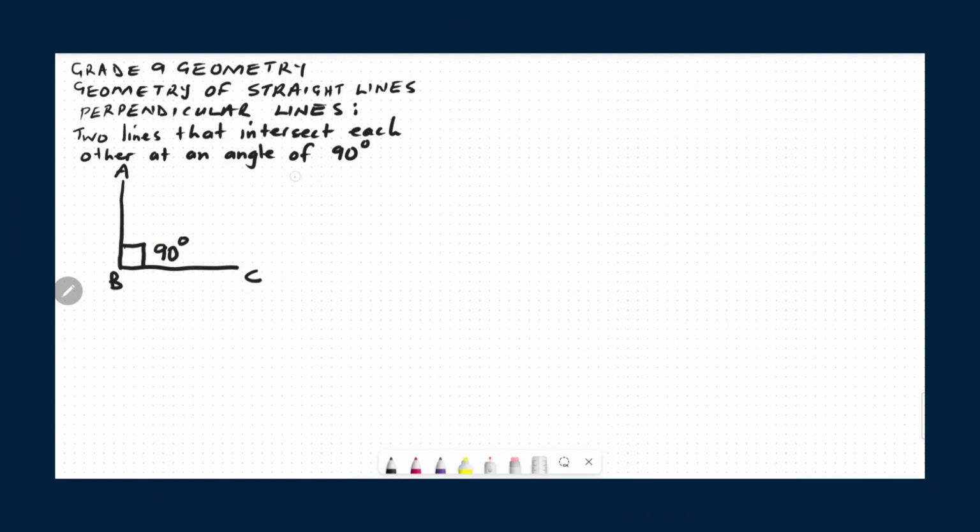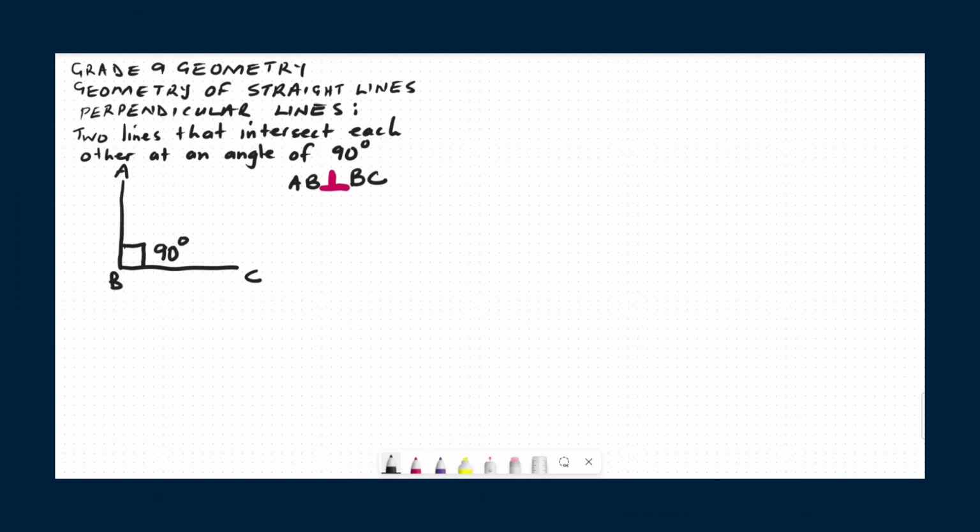In short, we show it like this. That's AB, it's perpendicular to BC. So once you see this sign, it means perpendicular. So that means AB is perpendicular to BC.